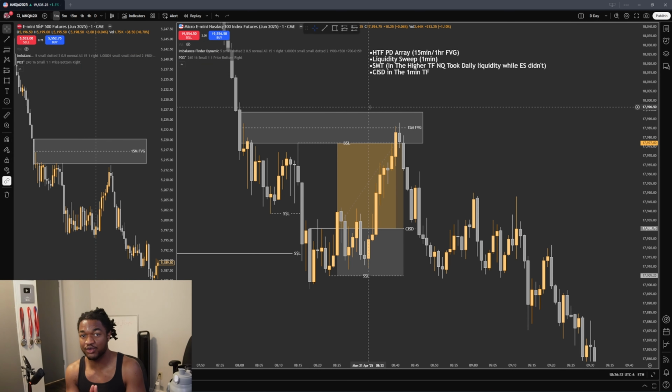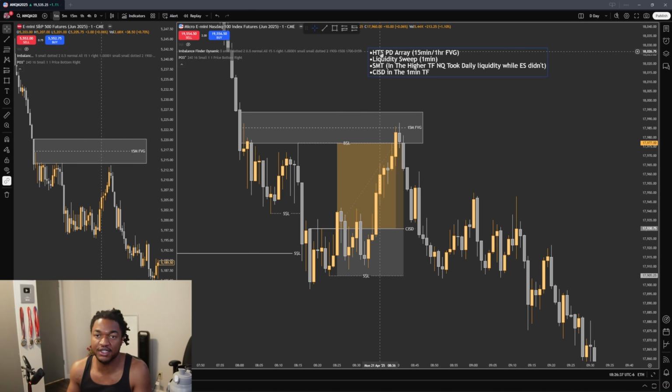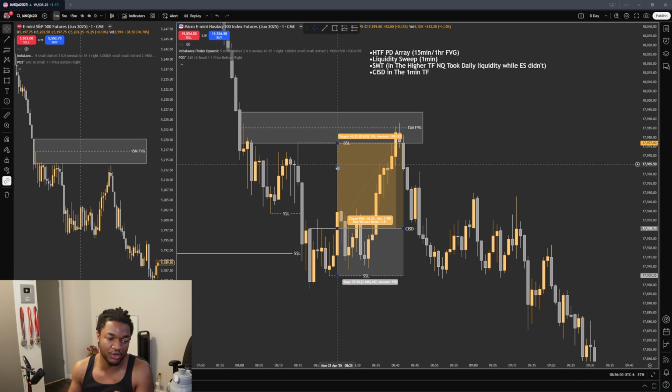So there's four things I do look for before entering a trade. First things first, a higher time frame PD array. Pretty much what that is, premium or discount movement in the market, so places where the market will be most reactive off. So this 15-minute fair value gap. There is also a 1 hour fair value gap up here as well. And on top of that, order blocks. Just parts in the market where price is gonna be more reactive.